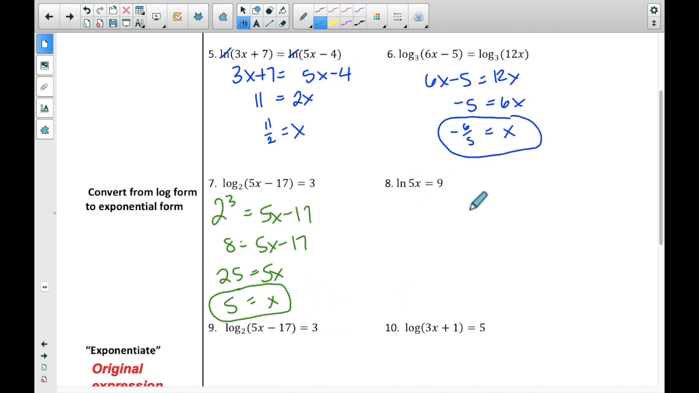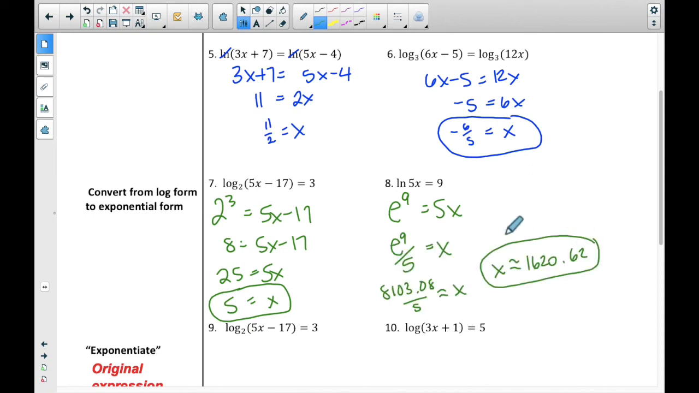All right, similar thing here. It's just this is the natural log. So that means this is e to the 9th. Remember, a natural log is implying there's an e in there somewhere. I'm going to go to my calculator. I'm going to find out what is the decimal value for e to the 9th.